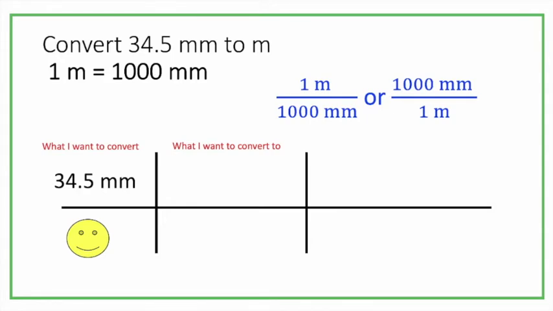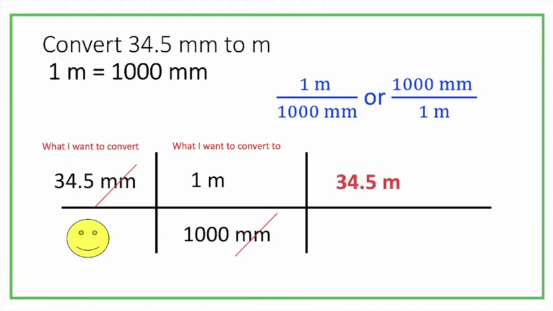So if we take a look at this, the 1 meter is going to be on the top and we want to convert from millimeters. So we're going to put that on the bottom. Now we can see that we have millimeters above the line and we also have millimeters below the line, and we can cancel these out. And the only measurement we're left with is meters, and that's what we want.